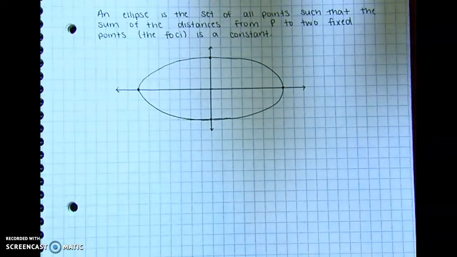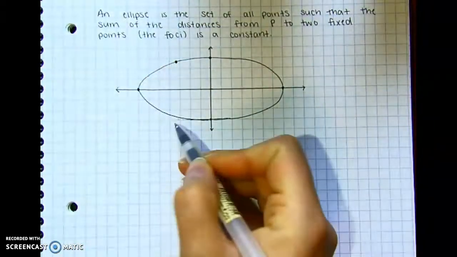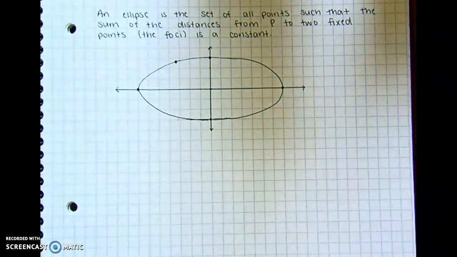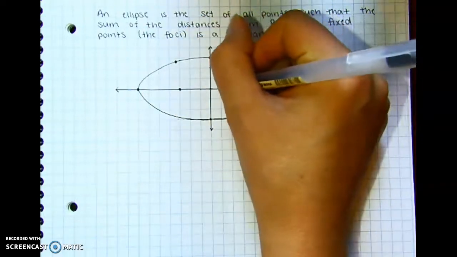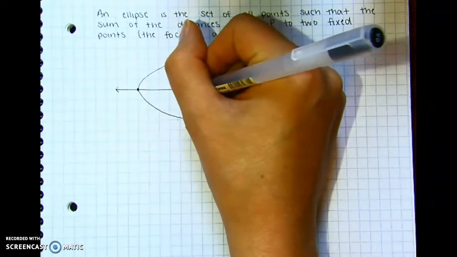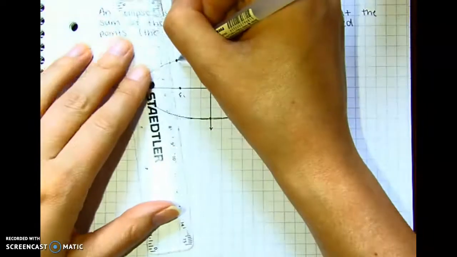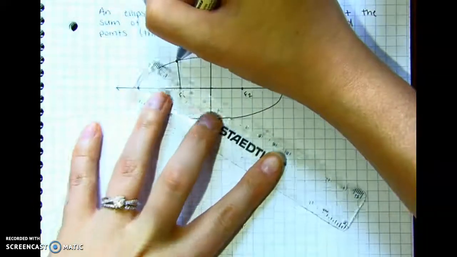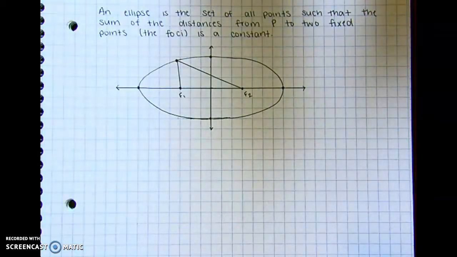And we have our P value, which I don't know, just put anywhere on the ellipse. And then we have two fixed points, which are the foci. I'm just going to do it here and here, I suppose. So we have foci 1 and foci 2.